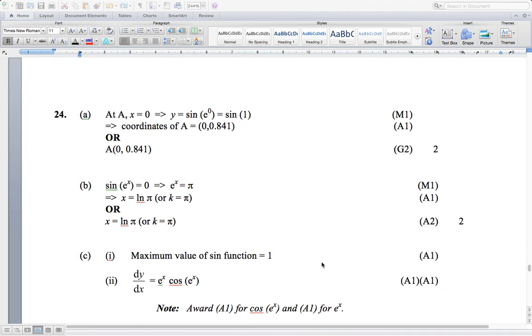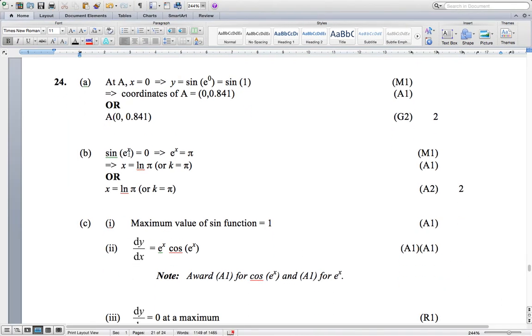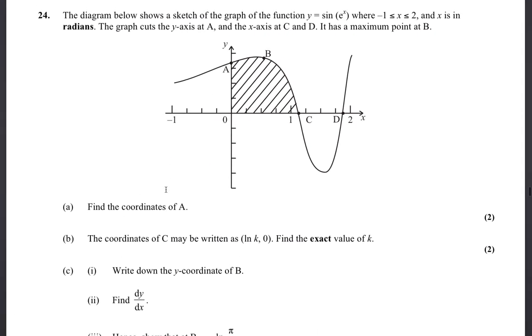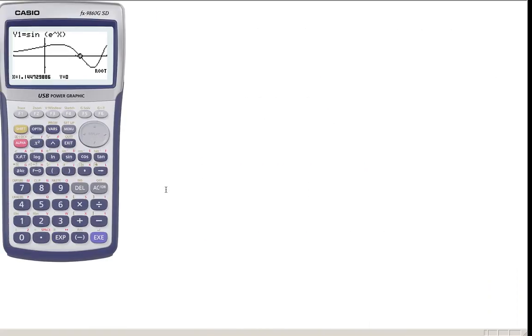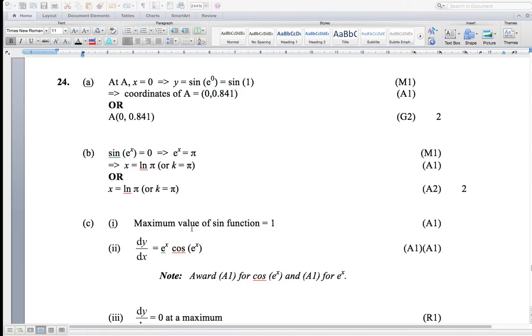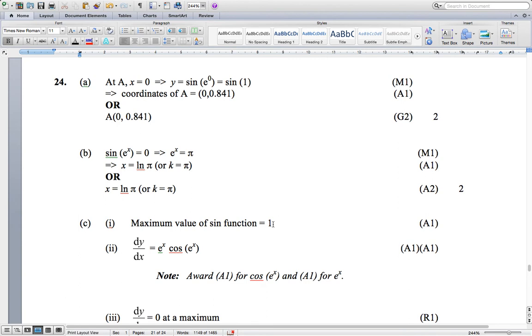So let us see, it's very simple. You equate sine of e power x to 0, which means e power x has to be pi. So convert this into logarithm: x equals ln of pi. So the value of k is pi. Okay, this part is quite simple. Now write down the y coordinate of B. That is the maximum point. So G-Solve maximum, the y coordinate of B is 1. Let us check. Yes, that is 1.